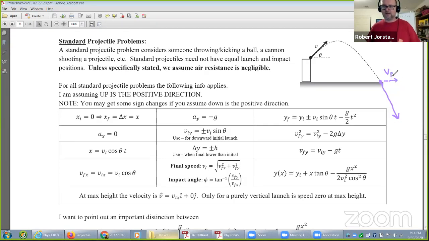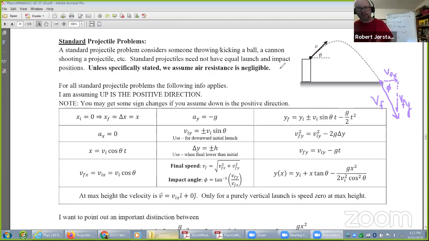This would be the final velocity in the x direction. This would be the final velocity in the y direction. And this would be the final velocity. Now, I usually call this angle right here phi. That's not a theta. Theta has a horizontal line. Phi has a vertical line.